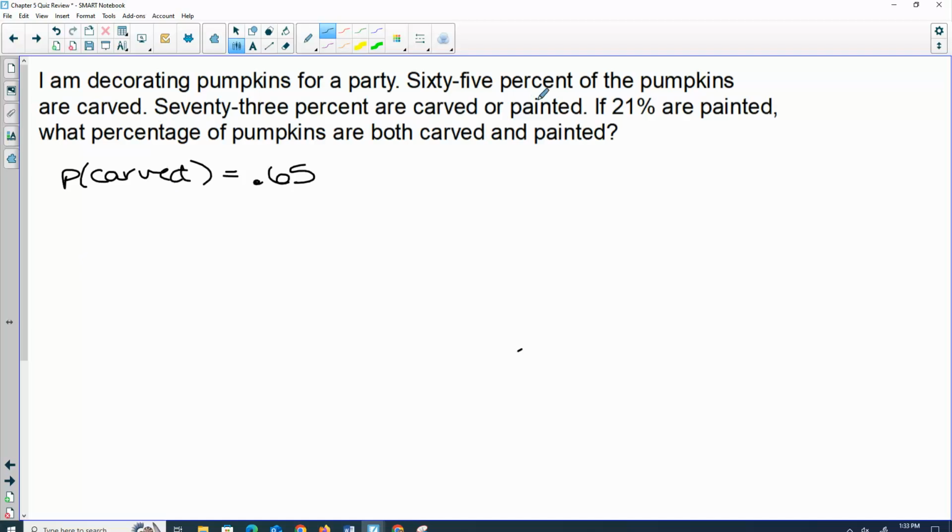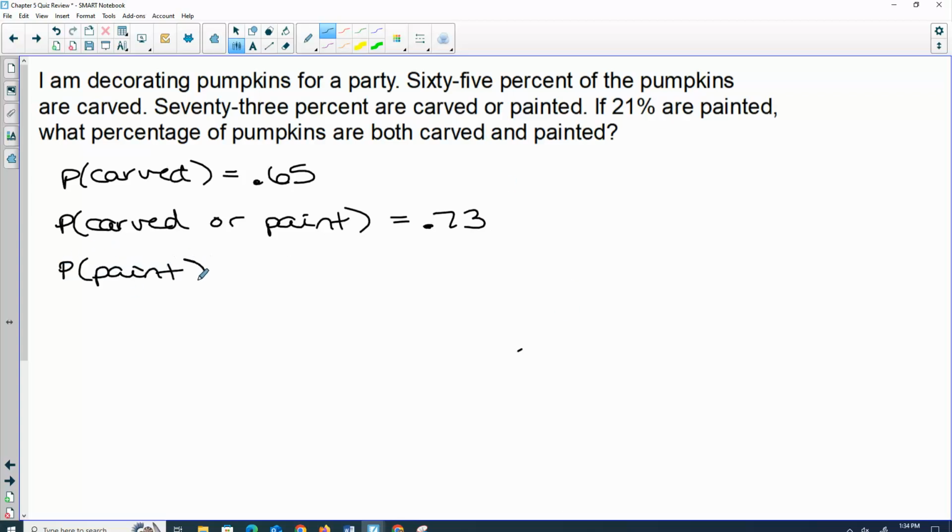73% are carved or painted. So the probability of carved or painted is 0.73. 21% are painted. What percentage are both carved and painted? You can just multiply the carved and the painted together, only if we know they're independent.